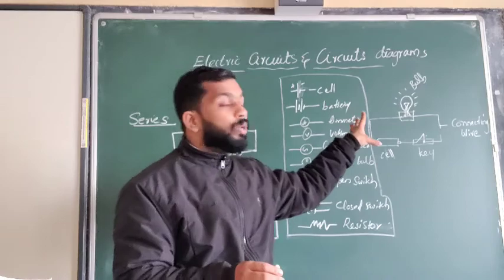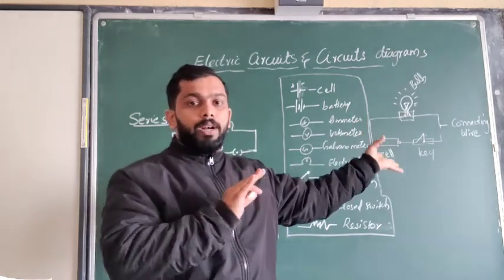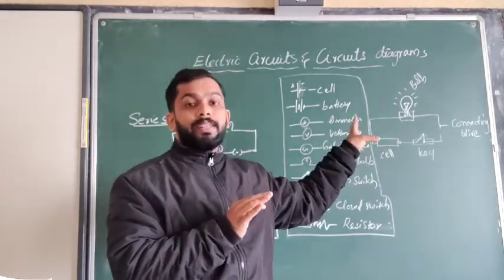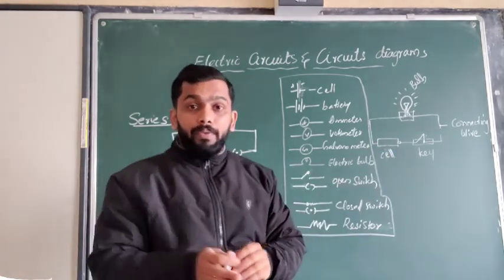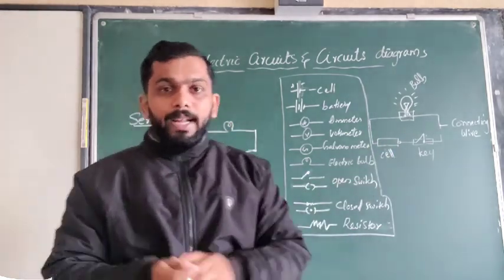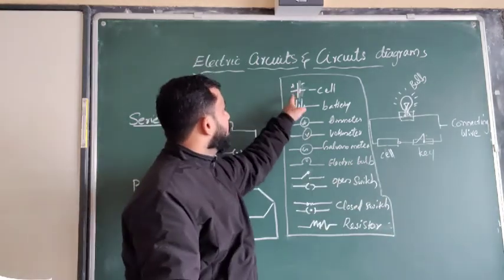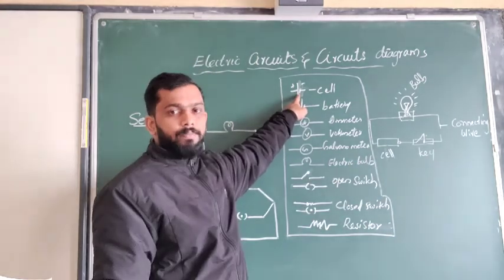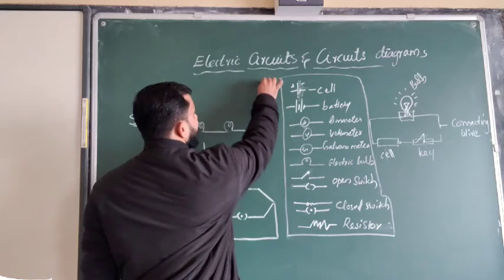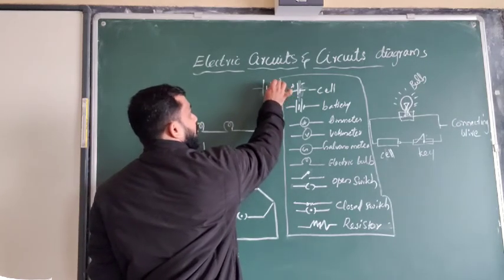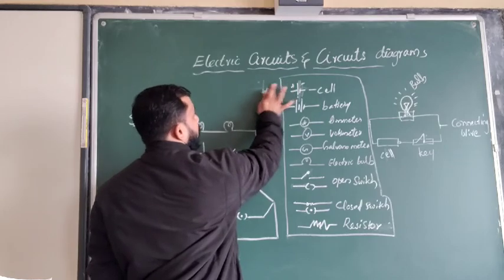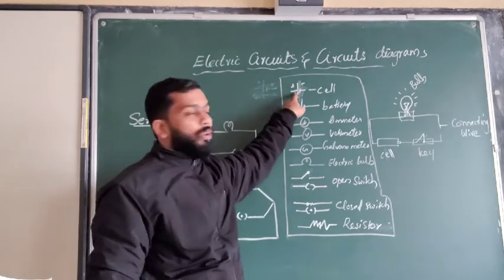Instead of this bulb, we will use the symbol of a bulb. Instead of a cell, we will be using the symbol of a cell. Instead of a switch, we will be using the symbol of a switch. So what are the symbols? These are shown there. This is the symbol of a cell. We make the cell like this: a big line and a small line. This is the negative terminal and this is the positive terminal. So this is a cell I have shown there.